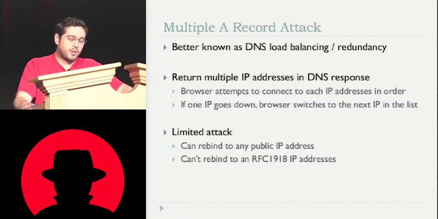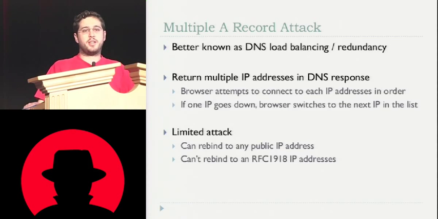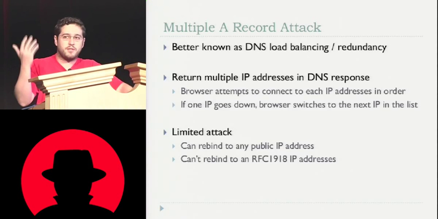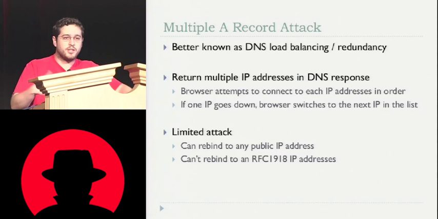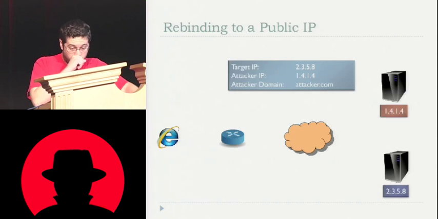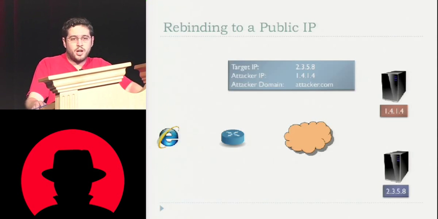So what happens is the browser says, okay, you have 3 IP addresses, that's fine. And it just tries to connect to each IP address in order. And if one of those IP addresses goes down, that's fine. I've got more IP addresses. It switches over to the next IP address in the list. This attack is limited, though, in that you cannot target internal IP addresses with this. You can target any public IP you want, but you can't go after internal IPs. So let's take a look at using this attack to go after a public server.